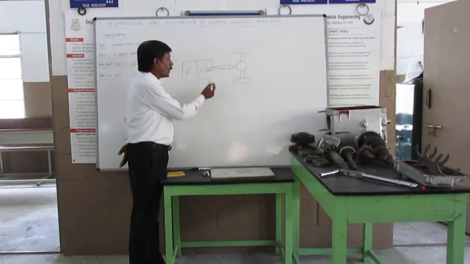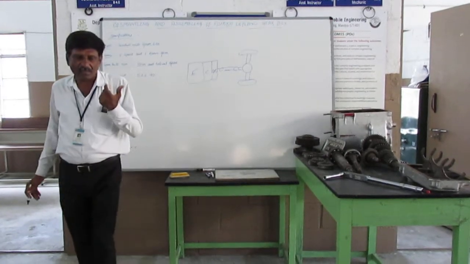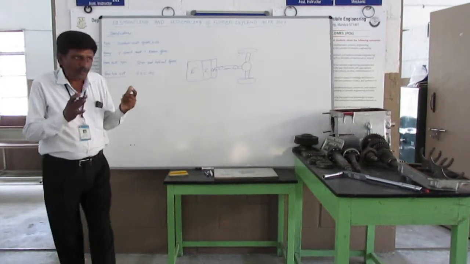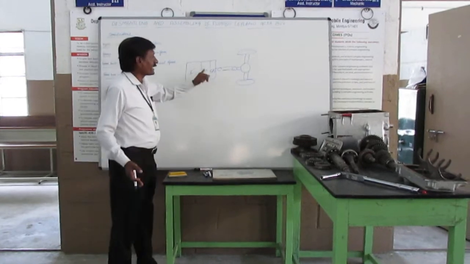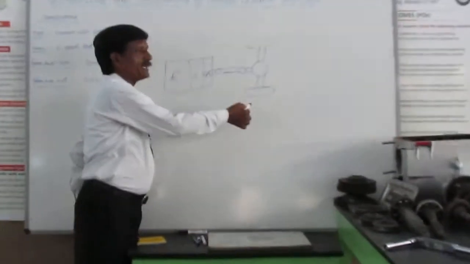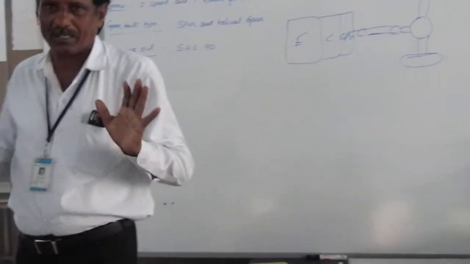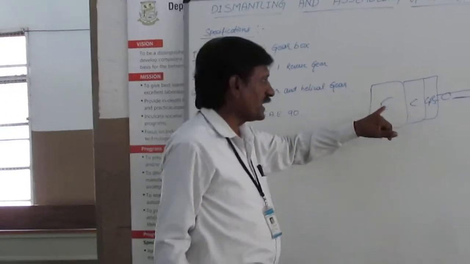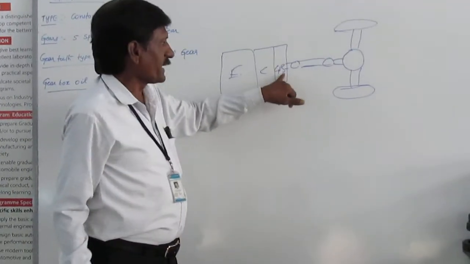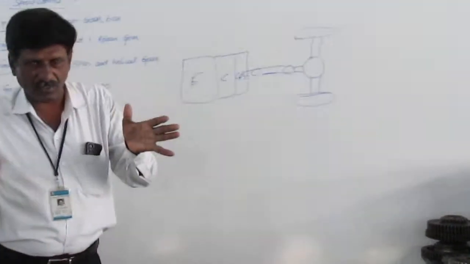Then the next component used is the gearbox. The function of the gearbox is to vary the speed and torque ratio of the gearbox output shaft. Then it is connected to the differential, and through the differential, the rear wheels or the driving wheels are connected. That means the power is transferred from the engine through the clutch, gearbox and propeller shaft, then through the differential to the rear wheels.